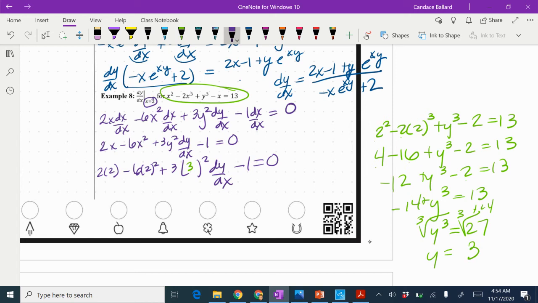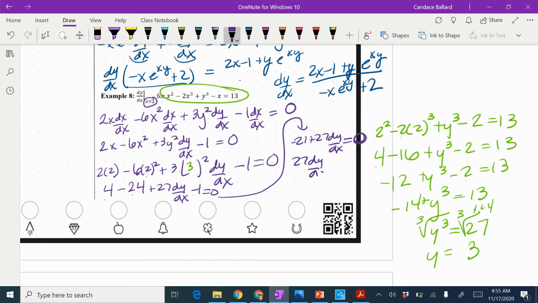And I didn't rearrange and make it dy/dx equals because sometimes the algebra is harder than putting in the numbers. So 2 times 2 is 4, 2 squared is 4, times 6 is negative 24, 3 squared is 9, times 3 is 27, dy/dx minus 1 equals 0. I could try to squish it in over here. Let's see, 4 minus 24 would be negative 20. Then negative 1 would be negative 21 plus 27 dy/dx equals 0.